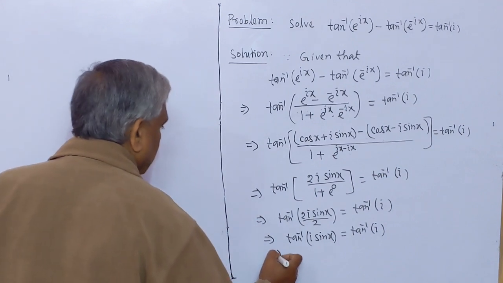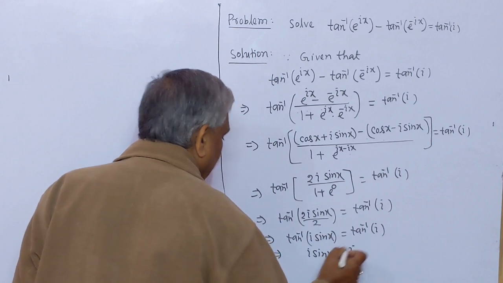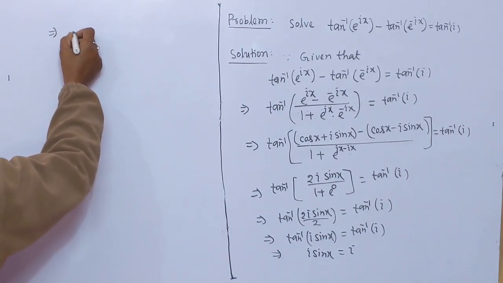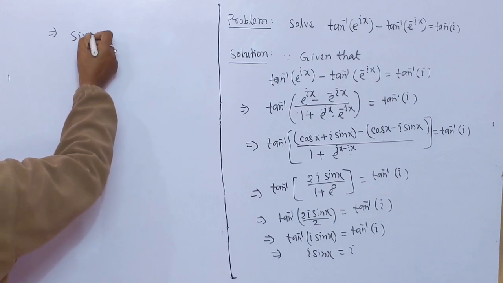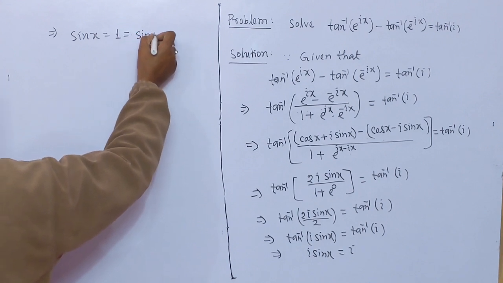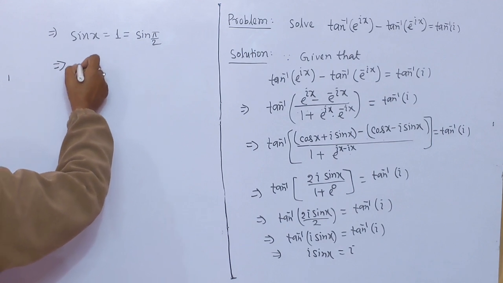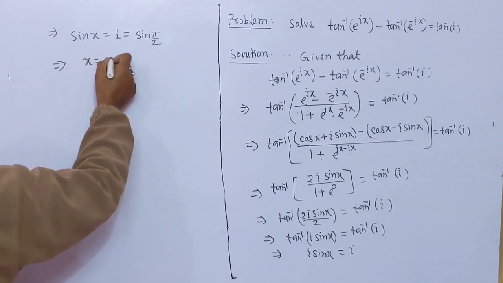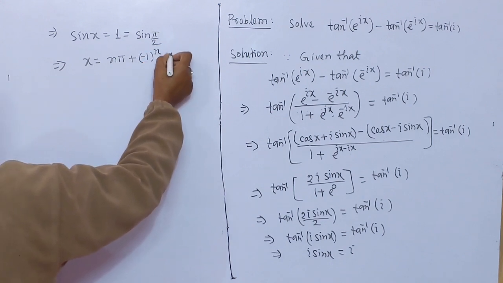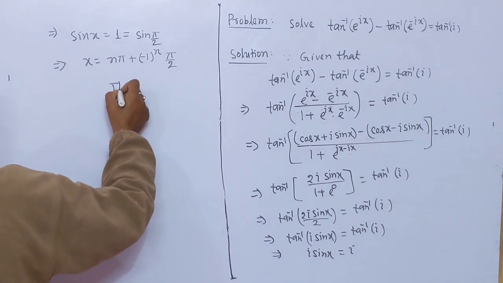implies that I sin x equal to I, implies that I cancel, sin x equal to 1. This is sin pi by 2, implies that x equal to n pi plus minus 1 to the power n pi by 2. This is a general value of x. This is the required solution.